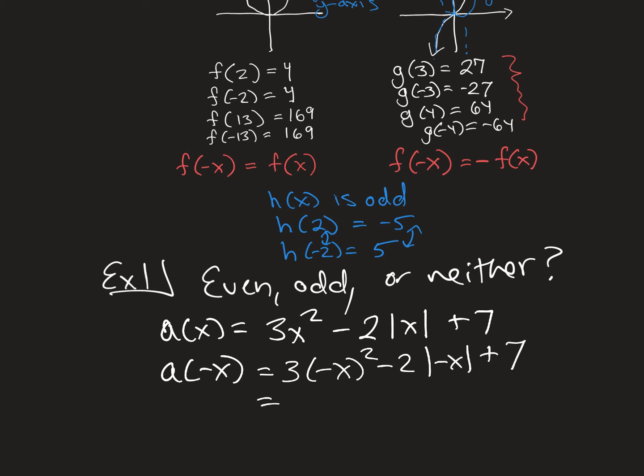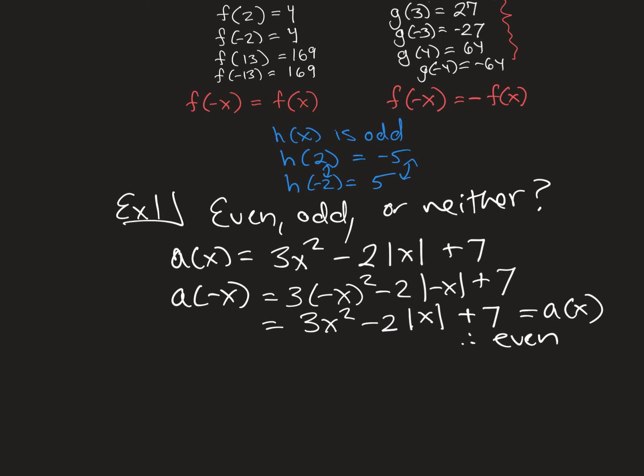And then let's simplify this. A negative x squared is going to just be x squared, because that negative 1 squared is just going to be 1. Minus 2, well, negative x inside is going to be the same as the absolute value of x, right? The absolute value, if it's negative, makes it positive. If it's positive, it stays the same. Plus 7. Okay, so what I notice is when I put in negative x, I got the exact same thing as the original. So I'm going to say, therefore, even. Okay, so that was a of x.